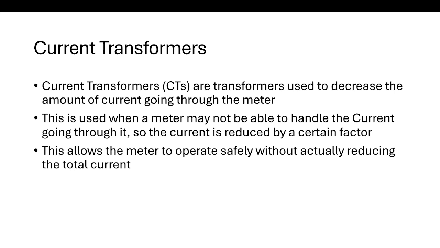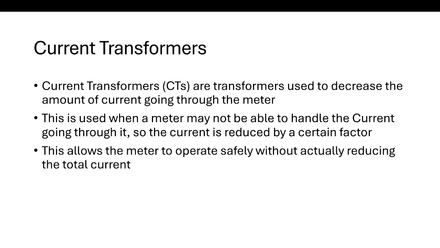Current transformers are transformers used to decrease the amount of current going through a meter. So this is used when a meter may not be able to handle all the current going through it. I think about 400 or 800 amps. So the current is reduced by a certain factor. This allows the meter to operate safely without actually reducing the total current. So basically what it's doing is a CT is only monitoring part of the current. It's taking a reduced load.